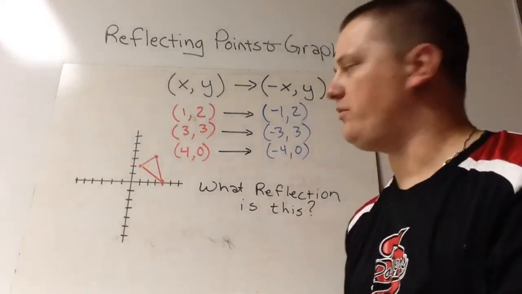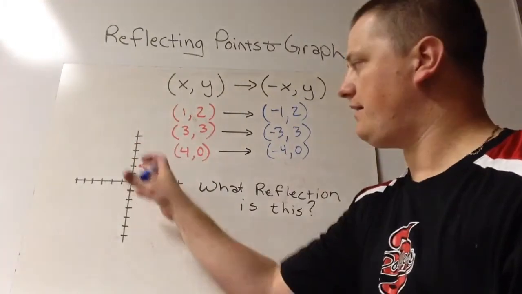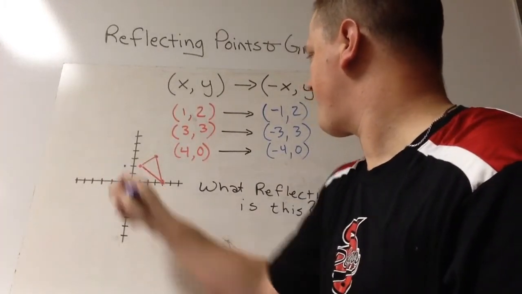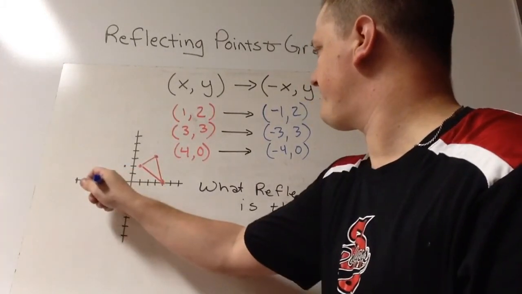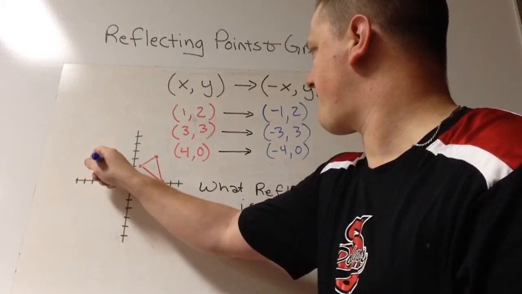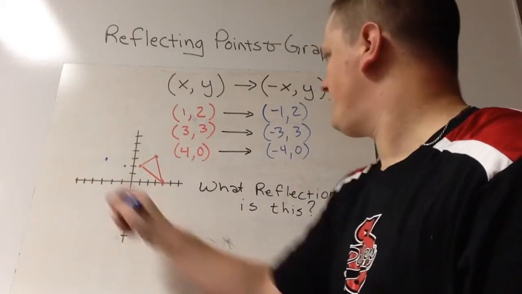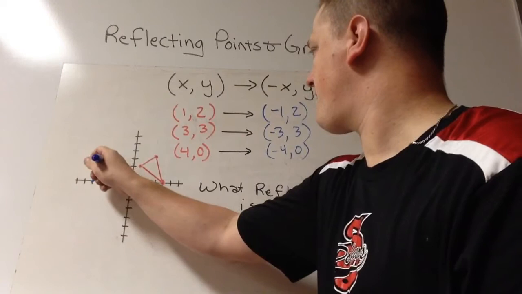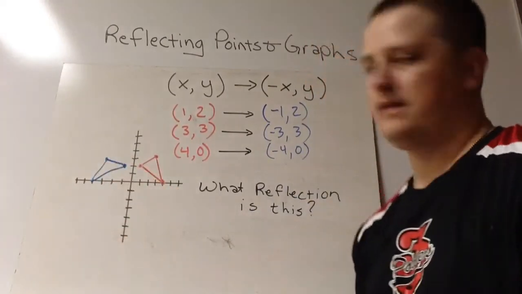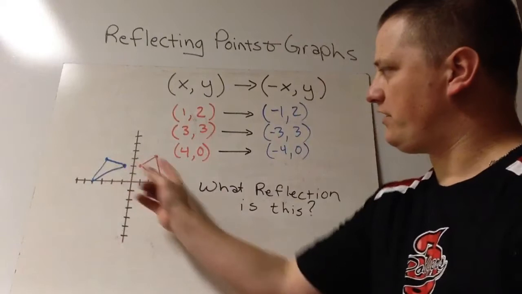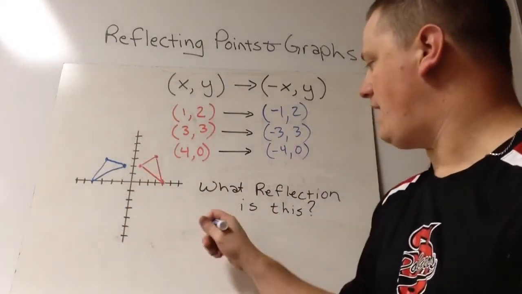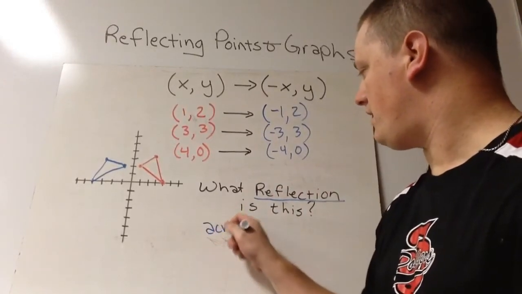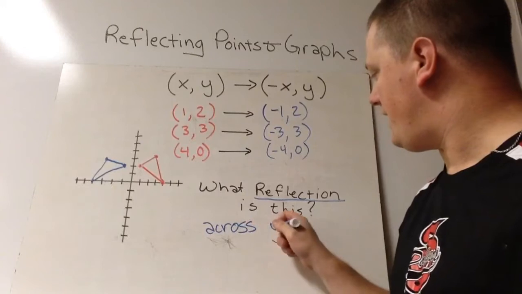So now I'm going to graph those 3 points. We're going to compare the parent and the image. Not the straightest lines there, but as you can see, it's been reflected on the y-axis. So this is a reflection across y-axis.